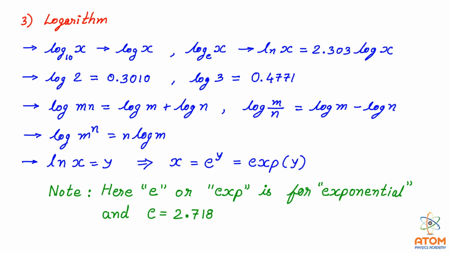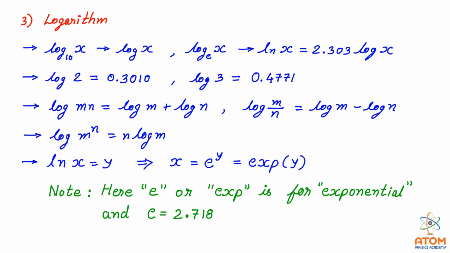The log table which we use generally is showing the log to the base 10, so it is showing log of x. But the log which is useful in physics equations is mostly ln of x. That means it is log to the base e of x. And that's why this relation is required. ln of x is equal to 2.303 log of x.